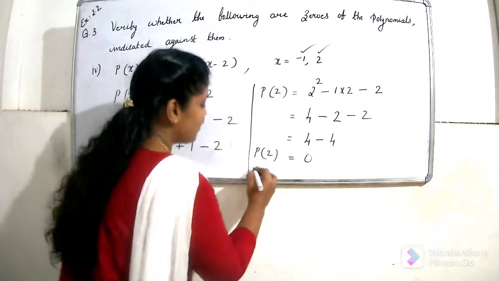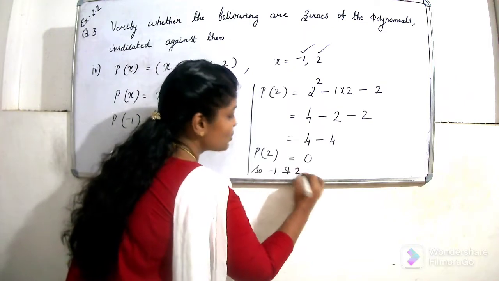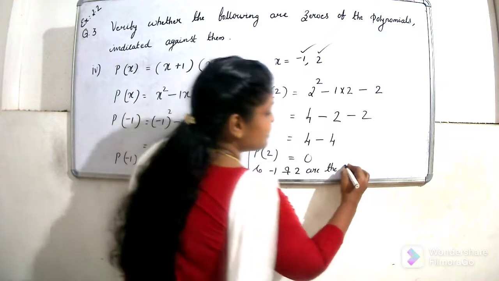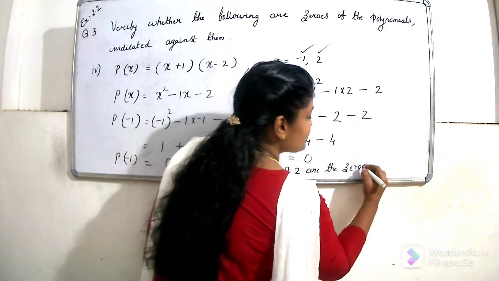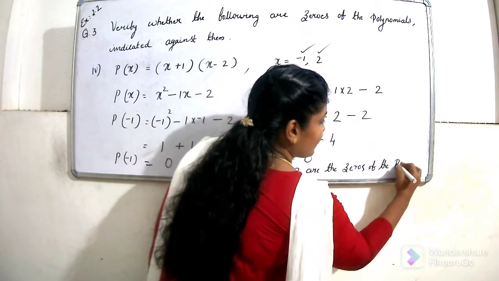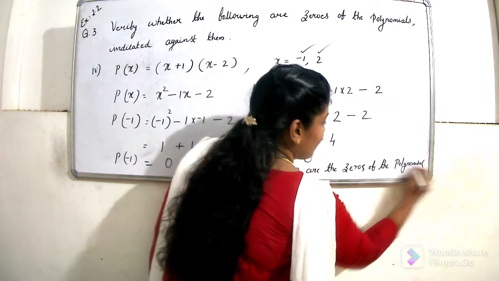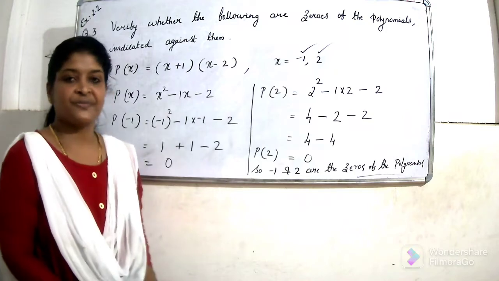So here we can write, negative 1 and positive 2 are the zeros of the polynomial. Okay, now move on to the next question.